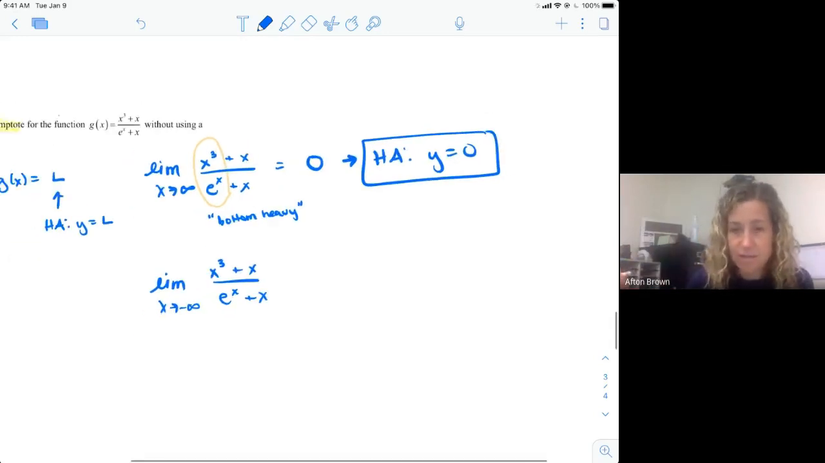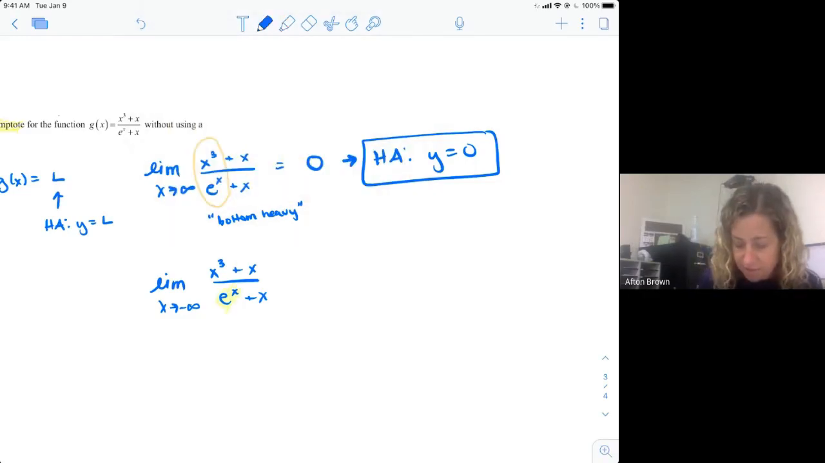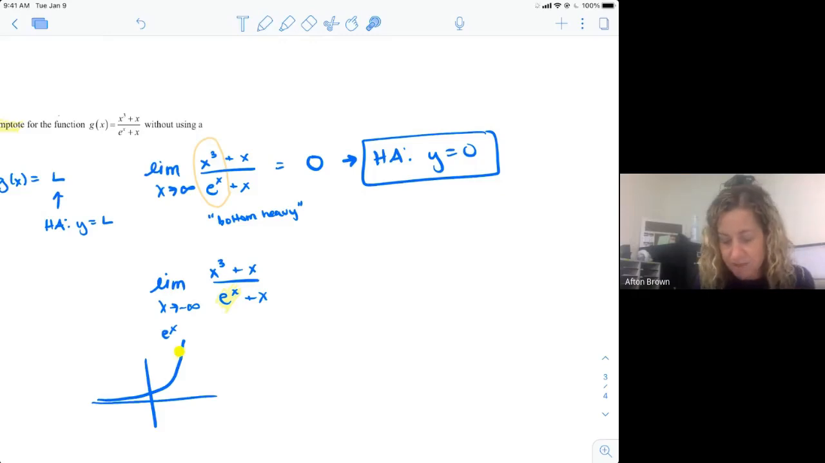Most of the time, positive infinity and negative infinity give you the same answer. With e to the x, the reason I knew I'd have to do something different here is that I'd have to consider them both separately. Think of the graph of e to the x. It behaves differently when you go to positive infinity versus negative infinity. As you go to positive infinity, e to the x goes to infinity pretty quickly. But what is it as you go to negative infinity? What is the limit as x goes to negative infinity on the graph of e to the x?